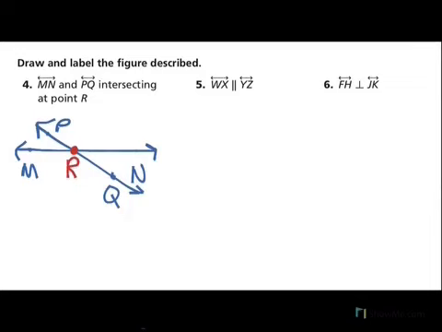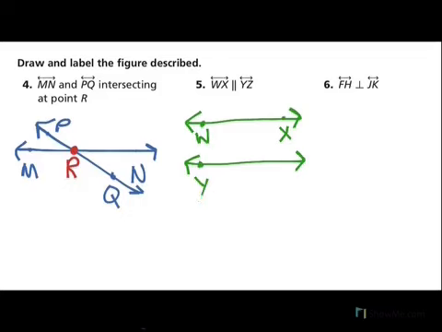Okay, let's look at the next one. WX is parallel to YZ. So parallel, they never ever intersect. WX, YZ.